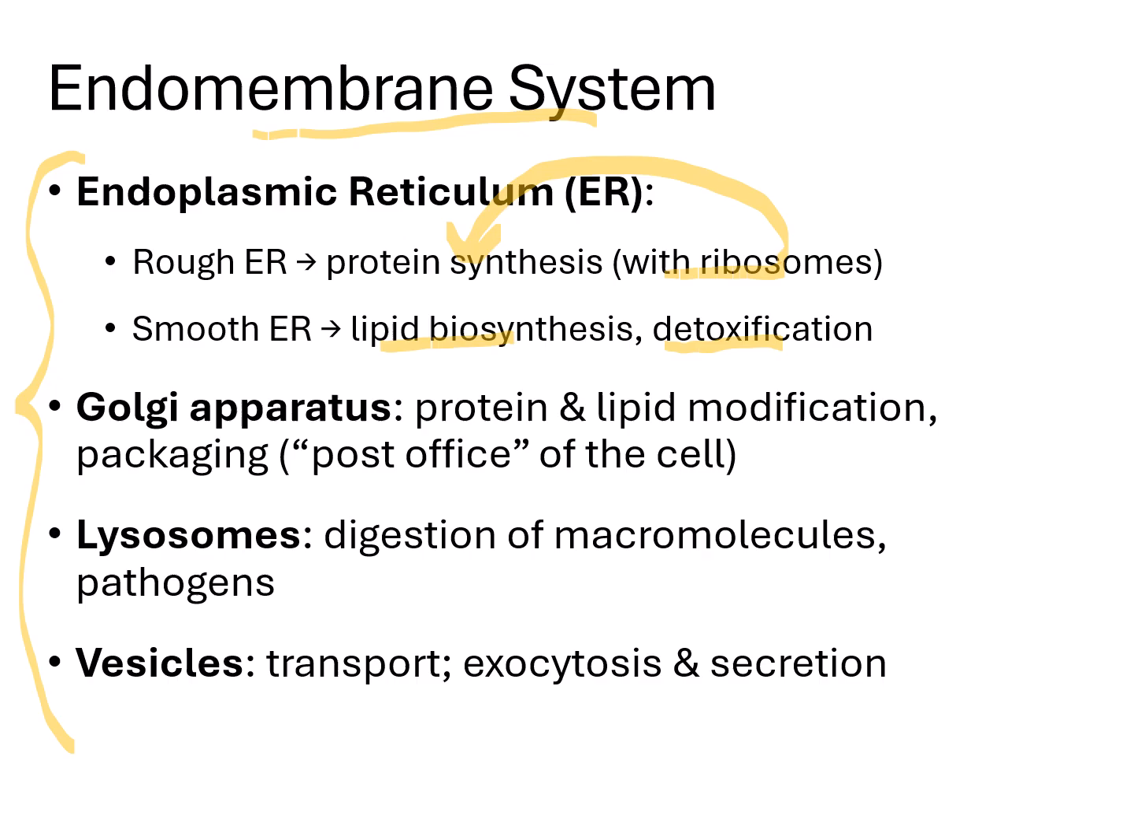An interesting example could be looking at a normal person compared to a person who might have had alcohol addiction. If you look inside their liver cells, the person who consumed a ton of alcohol will have much more smooth ER in their liver cells than the normal person. The next one, the Golgi apparatus, is responsible for modifying proteins and lipids. It's also often known as the post office of the cell because it's responsible for sorting and packaging and sending these proteins and lipids off to their final destination.